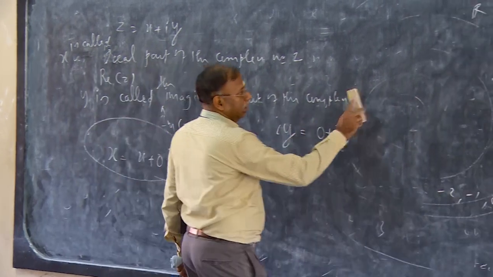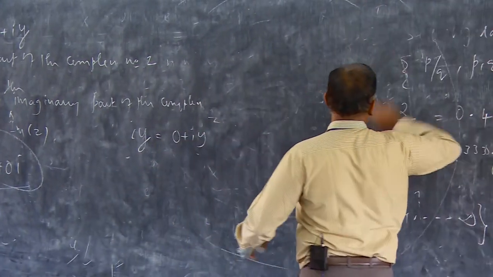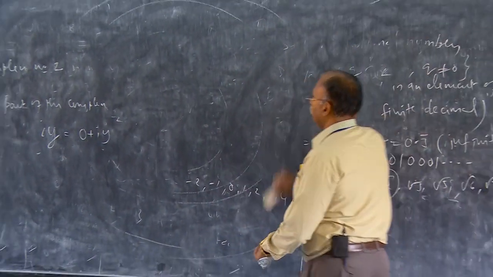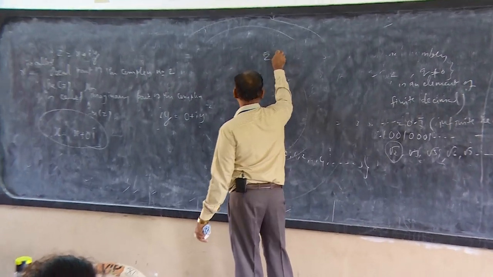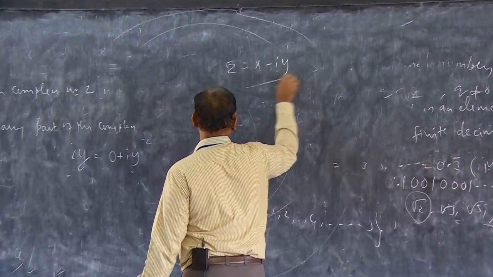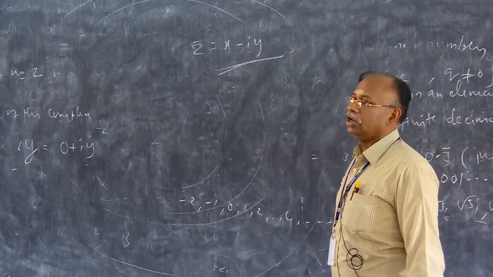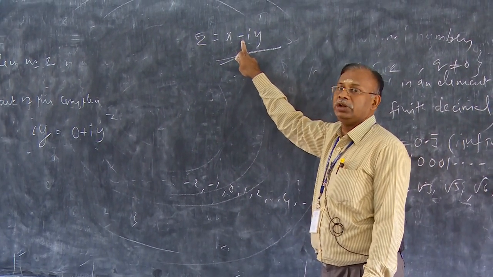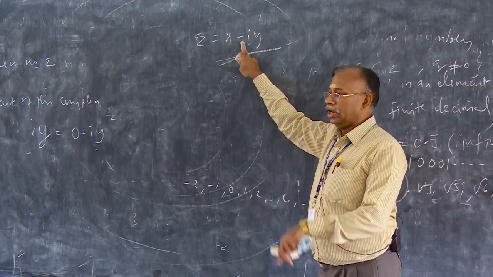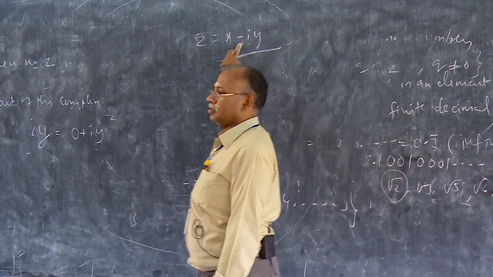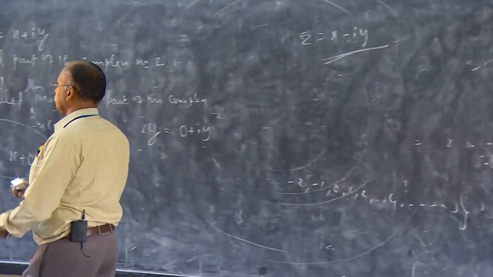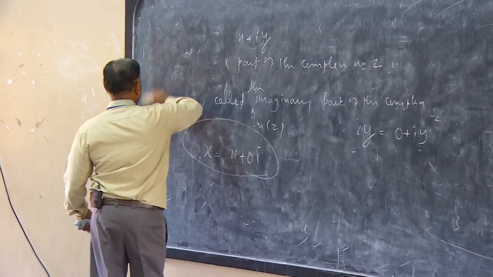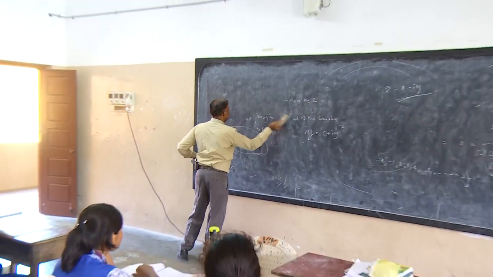Okay, now if you are given a complex number Z equal to X plus IY, the notation Z bar, given by X minus IY, is known as the conjugate of the given complex number. If I change the sign only for the imaginary part, it is known as the conjugate of the complex number. That is known as the conjugate of the complex number. Let it be. Now, listen carefully.